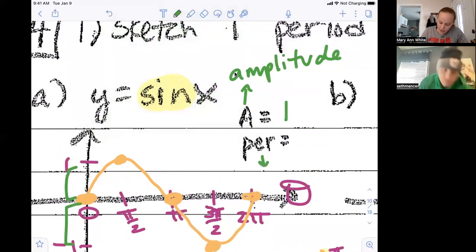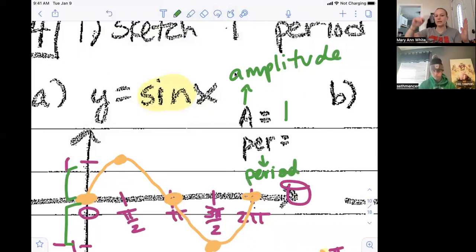The PER stands for the period. It's how long it takes to do an entire sine graph. The cool thing about sine and cosine is they're waves, so they keep repeating. It takes a period from 0 to 2 pi to get that entire period done. So I have to do from 0 to 2 pi to get my entire sine wave, and then after 2 pi, it will start repeating again. So my period here is 2 pi.